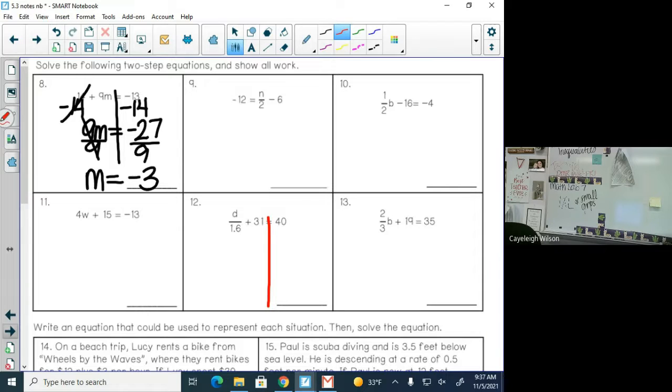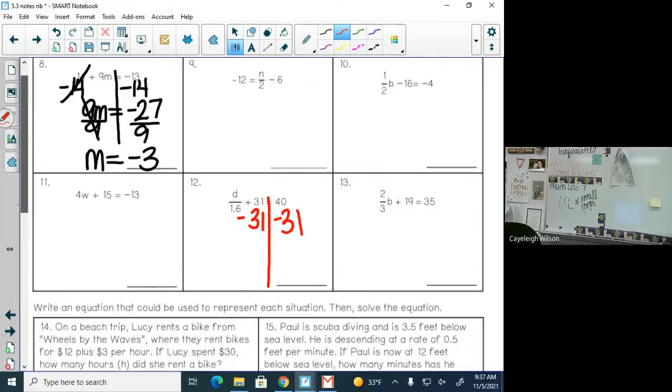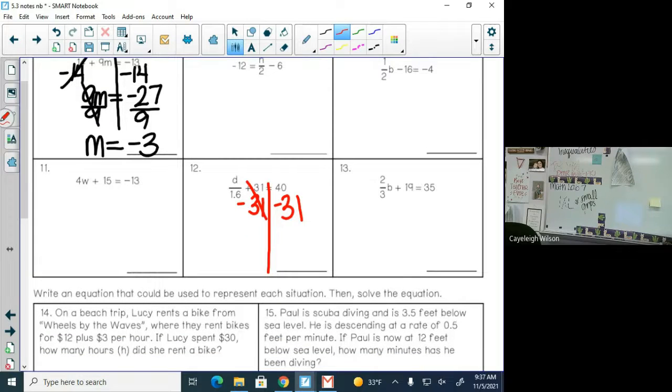All right, let's look at number 12 here. Number 12, d over 1.6 plus 31 equals 40. So step one, I undo the addition and subtraction first. So what should I do first? Subtract the 31. So 31 minus 31 is 0, which is good. So that leaves me with d over 1.6 equals 9.